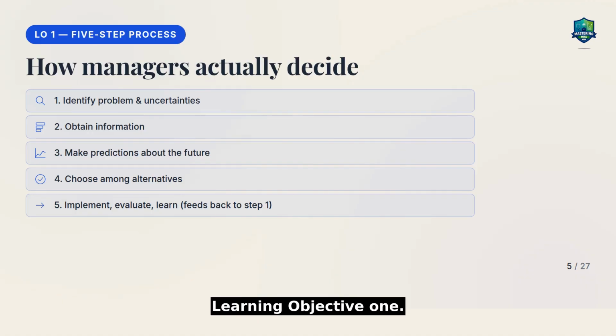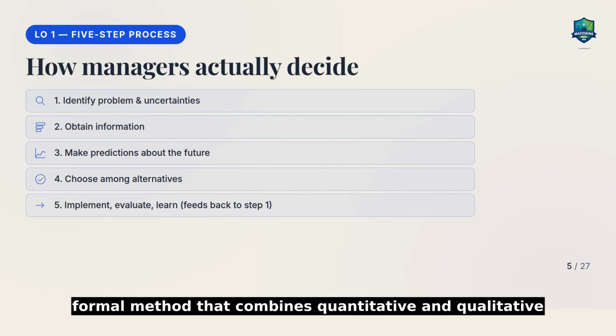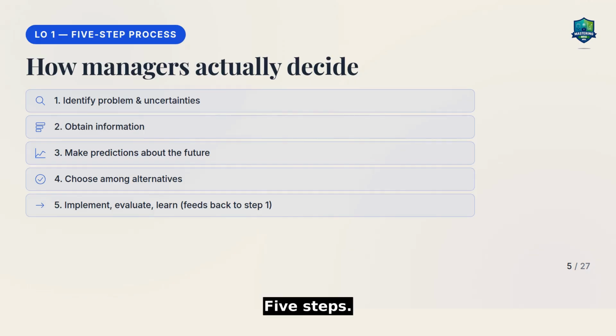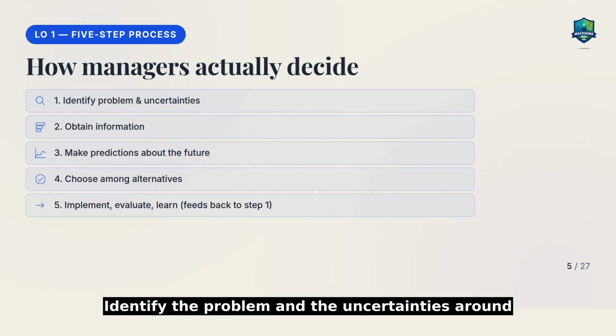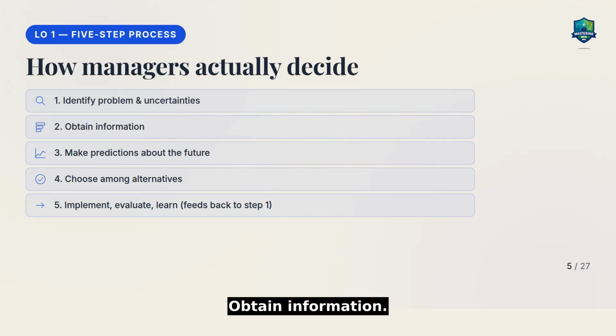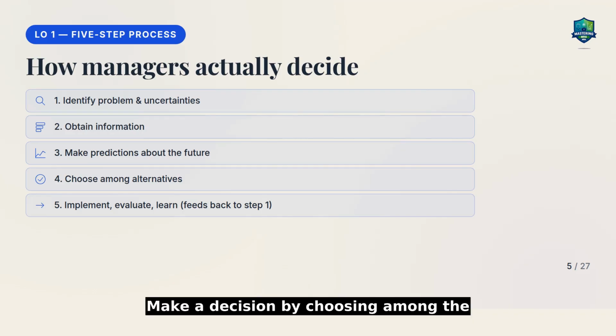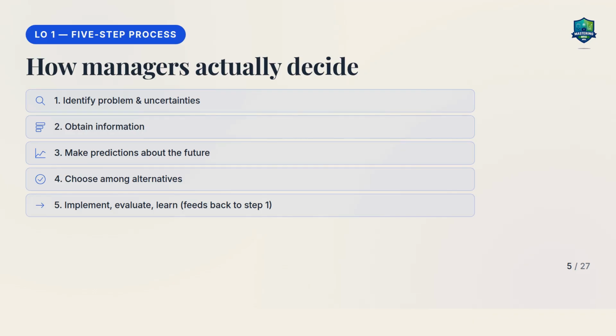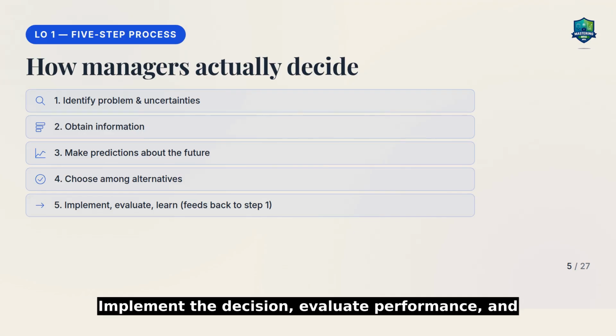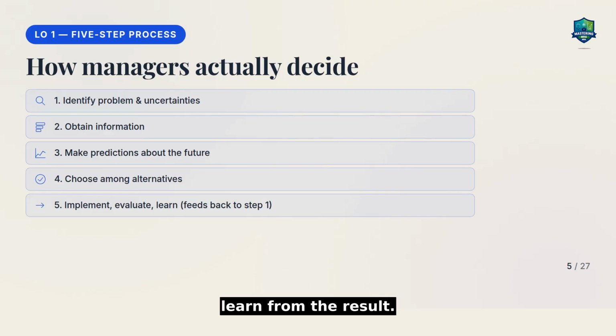Learning objective 1. Managers use a decision model, a formal method that combines quantitative and qualitative analysis. 5 steps. Identify the problem and the uncertainties around it. Obtain information. Make predictions about the future. Make a decision by choosing among the alternatives. Implement the decision, evaluate performance, and learn from the result. The 5th step feeds back into the first. The loop is the point.